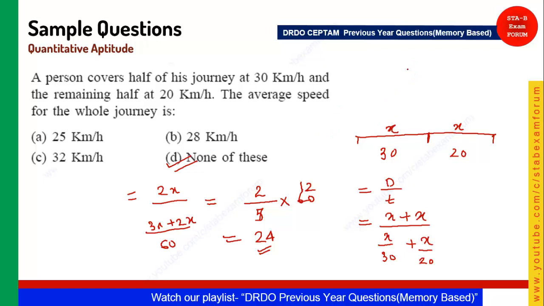It works for the return journey as well. It is 2uv over u plus v, okay. So just directly substitute. 2 into 30 into 20, divided by 20 plus 30, 50. So you just cut it down. 5 and 5, 5 6s are 30, 6 4s are 24 is the answer, okay. Got it? So with the help of this formula you can do it, but you can only apply it if you know the concept, okay. First, concepts are mandatory, okay.